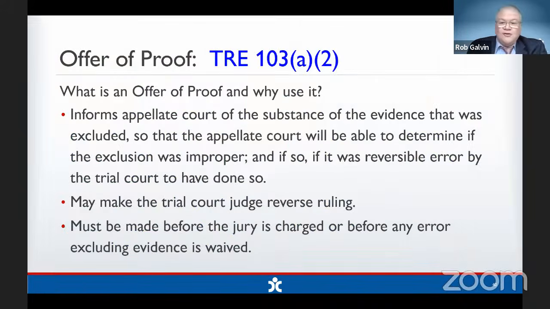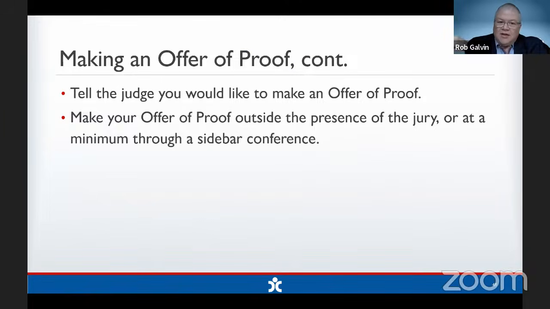Okay, we're close to time running out. So the offer of proof essentially is when there's an objection, it's sustained, and you can't introduce evidence. You're going to ask the judge if you can offer the evidence outside the presence of a jury, or if it's a bench trial, whenever the judge is available for you to do that. So you can do the offer of proof. Next slide, please.